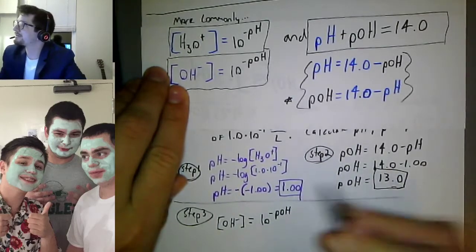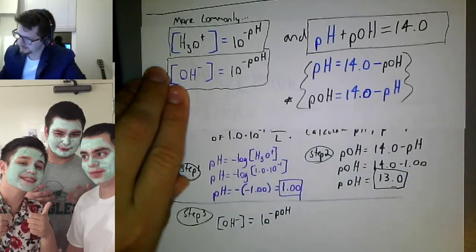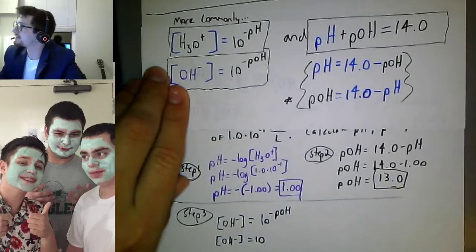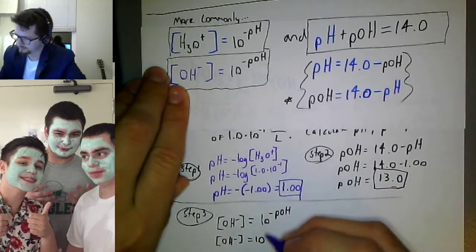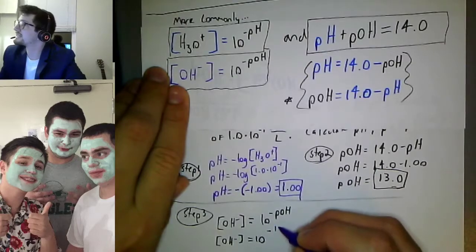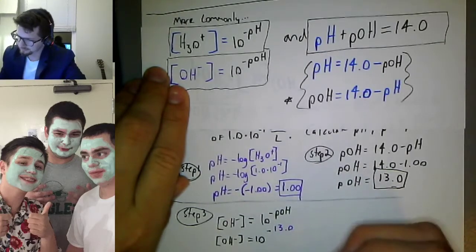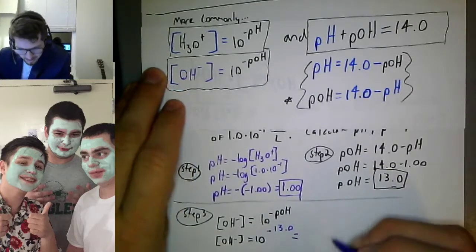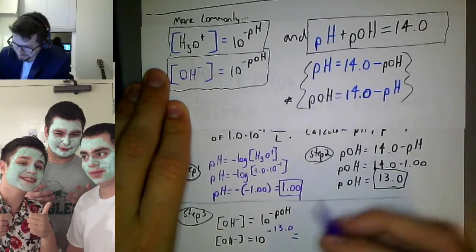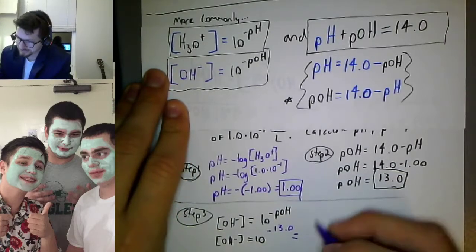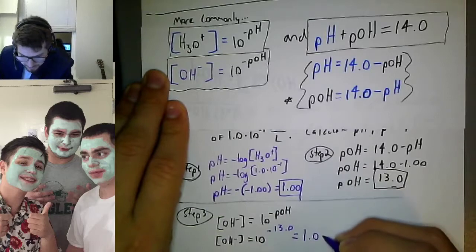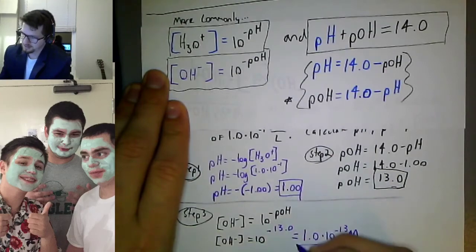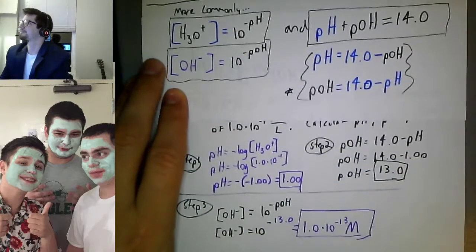What did I just find pOH to be? 13. So if I plug my numbers in, OH minus equals 10 to the negative 13. Well, what do I get? What's my OH content? Well, the way to rewrite 10 to the negative 13 in scientific notation would be 1.0 times 10 to the negative 13. There is my hydroxide.